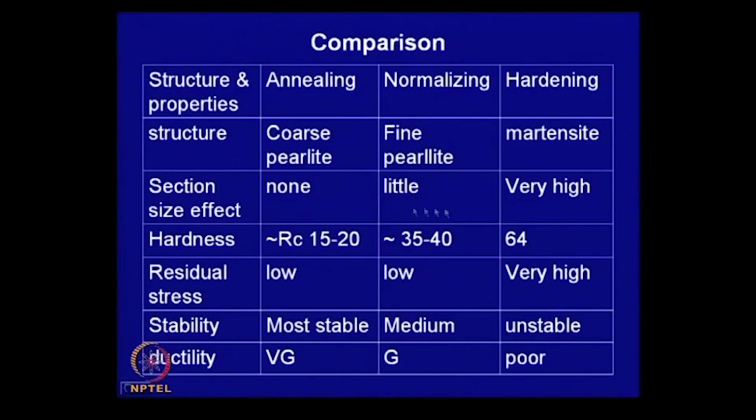And this is a quick summary. If you look at annealing, normalizing, and hardening, these are the characteristic structures which are listed here, and maybe in the next class we will look at it in a little more detail. We will also look at the process of austenitization, which is quite important.